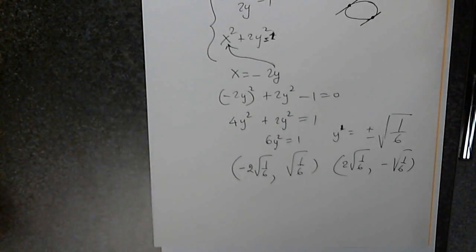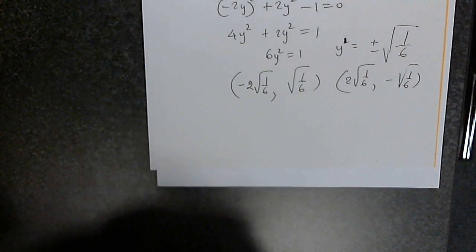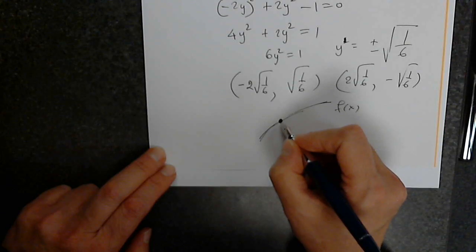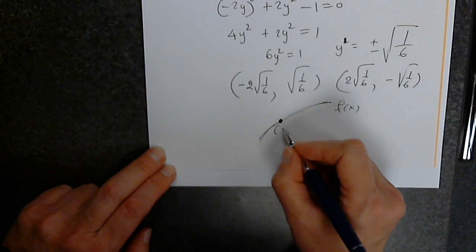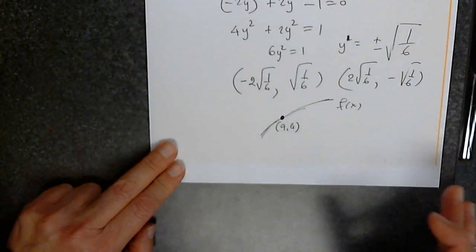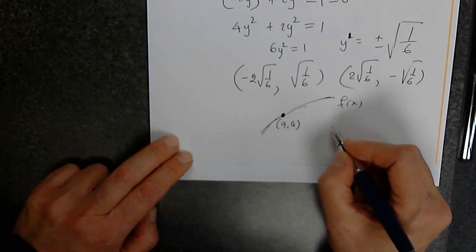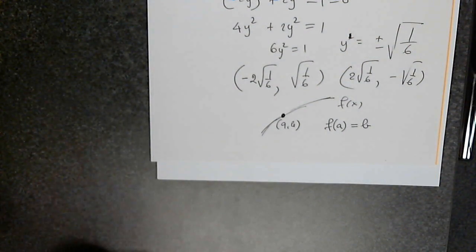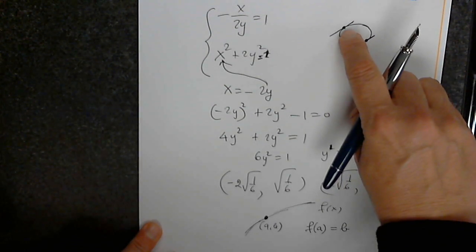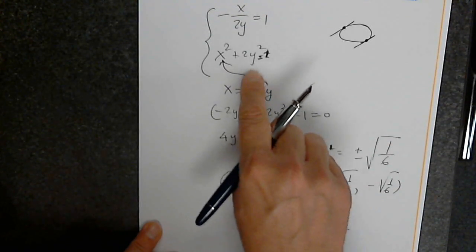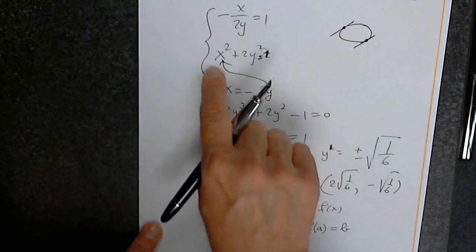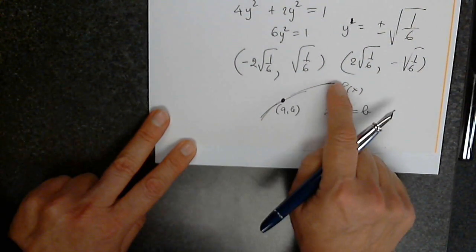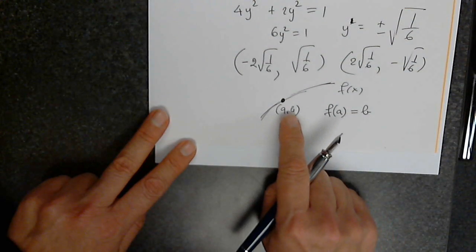So if a point is on a function, let's say this is the function f of x, and the point is here, then this point a comma b must verify the equation, as we did with the parabola, which means f of a must equal b. Same thing here. The coordinates of this point have to verify the equation. In other words, f of a must be b.